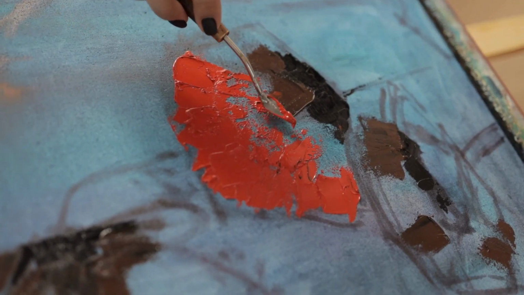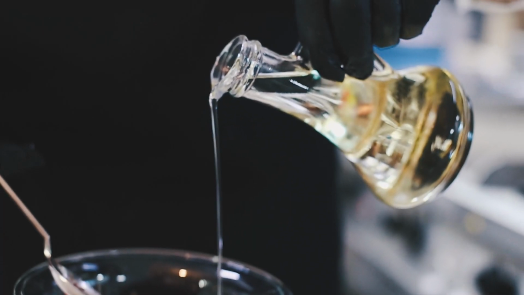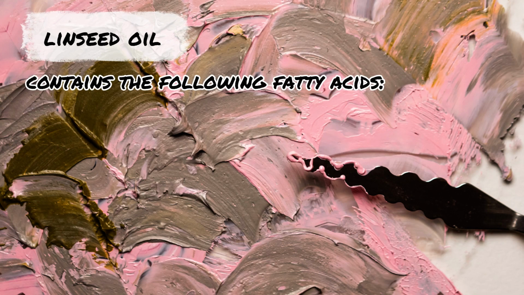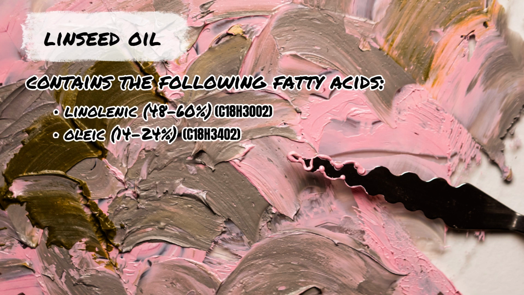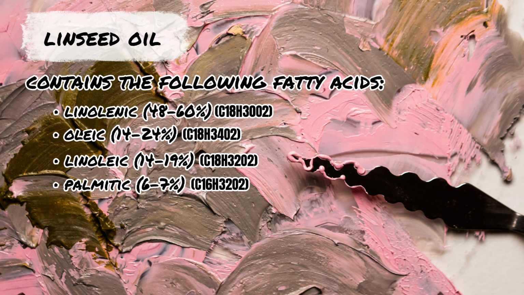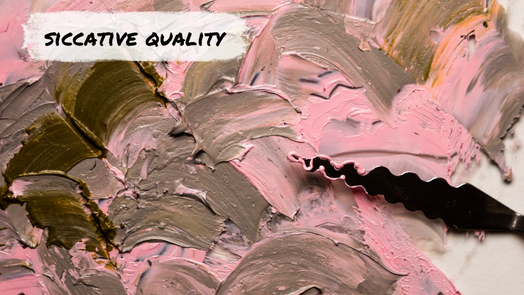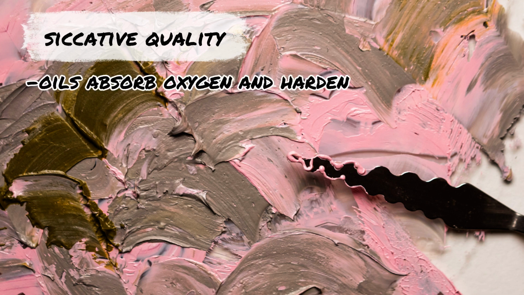drying. Oil paints are particularly unique in the way they dry though, since the oils utilized in oil paints are made up of fatty acids and therefore are not soluble in water, so they do not dry like water. For example, linseed oil, which is the more popular type of oil found in oil paints, usually contains the following fatty acids: about 48 to 60% linolenic, 14 to 24% oleic, 14 to 19% linoleic, 6 to 7% palmitic, and 3 to 6% stearic. So oil paints dry due to a property called siccative quality, which is where they absorb oxygen from the air and harden because of it, otherwise known as auto-oxidation.